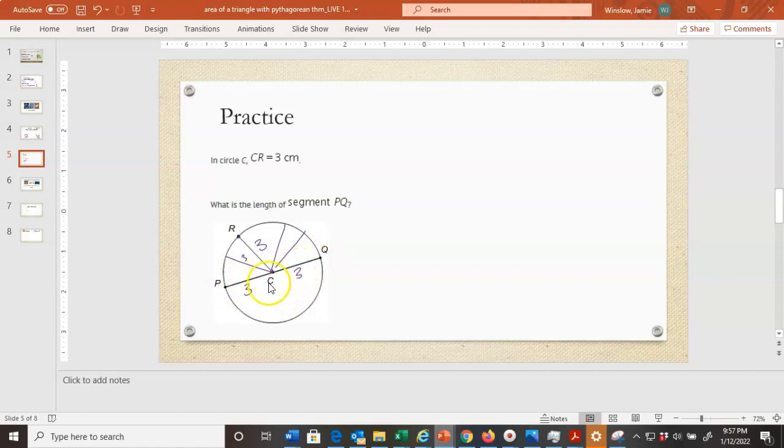Also, we know PQ goes right through the center. So what is PQ? PQ is the diameter. The diameter is always 2 times the radius. It's double. Because see here we have the radius of 3 and the radius of 3, so the whole thing is 6. That's it. Oh, I guess the units are given, they're centimeters.